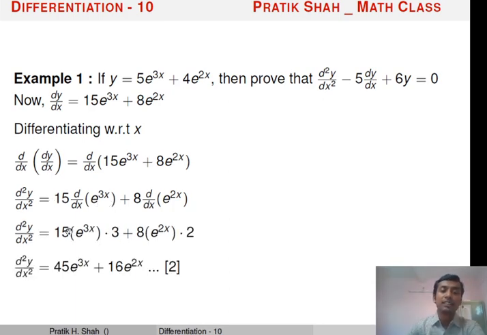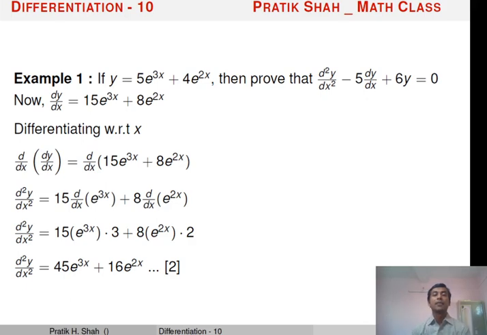So 15 as it is, e raised to 3x into 3, plus 8 as it is, e raised to 2x into 2. And simplifying this, we get 15 into 3 is equal to 45. So 45 e raised to 3x plus 8 into 2 is equal to 16 e raised to 2x. Say this is equation number 2. So we have reached our second milestone also.